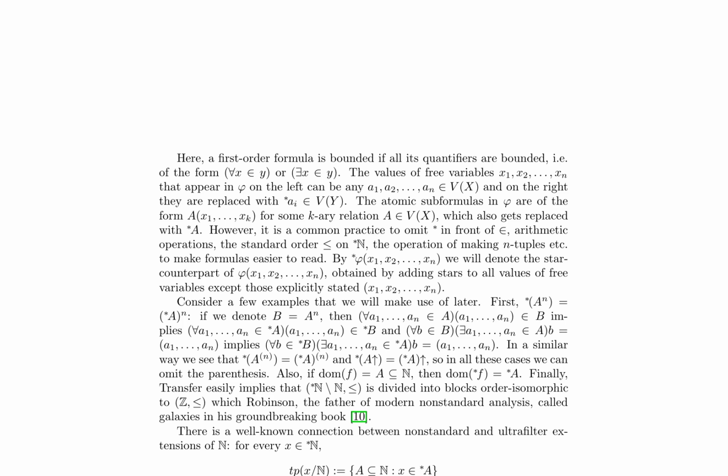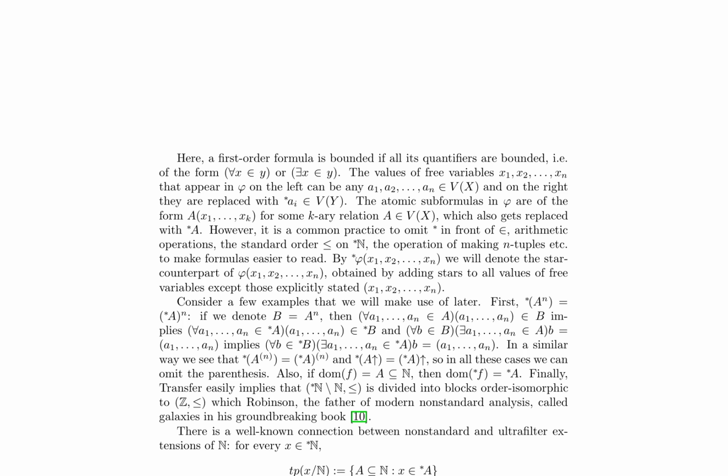The concept of bounded first-order formulas is introduced, where all quantifiers are bounded, taking the form ∀x ∈ y or ∃x ∈ y. In these formulas, free variables x1, x2, ..., xn can take on any values a1, a2, ..., an ∈ V(X), which are replaced with *ai ∈ V(Y) on the right-hand side. Atomic subformulas take the form A(x1, ..., xk) for some k-ary relation A ∈ V(X), which is also replaced with *A.